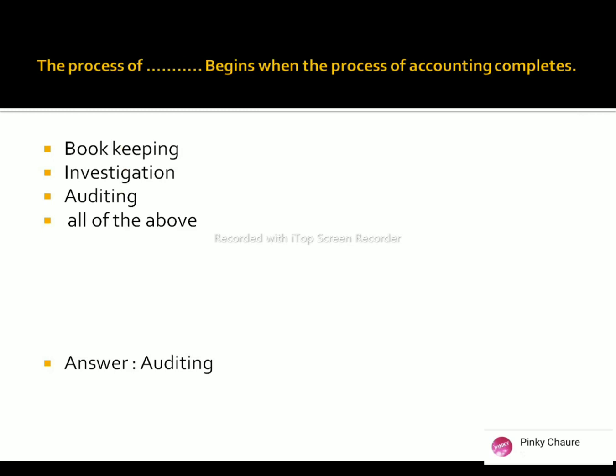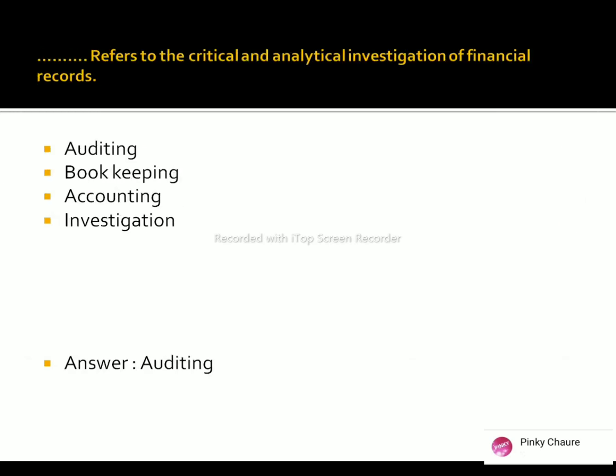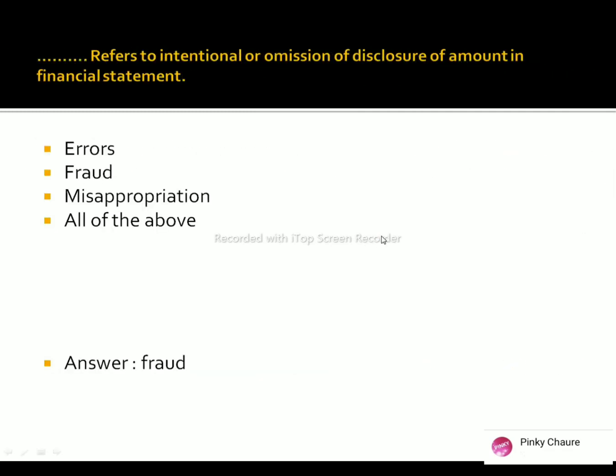The process of dash begins when the process of accounting completes. Option is bookkeeping, investigation, auditing, all of the above. Answer is auditing. Dash refers to the critical and analytical investigation of financial records. Option is auditing, bookkeeping, accounting, investigation. Answer is auditing.